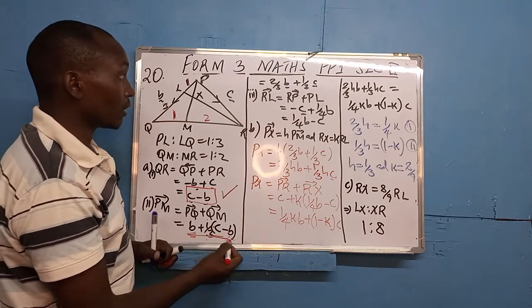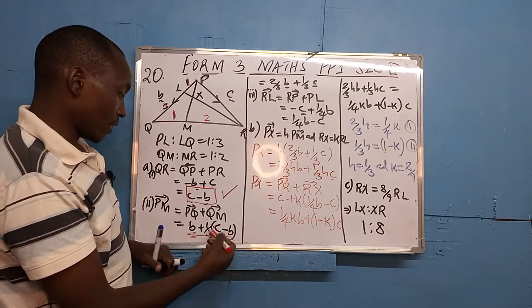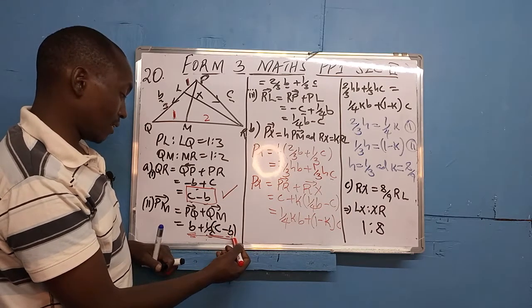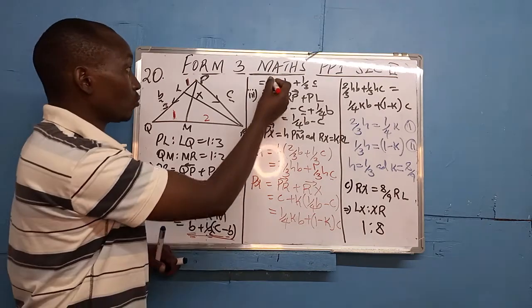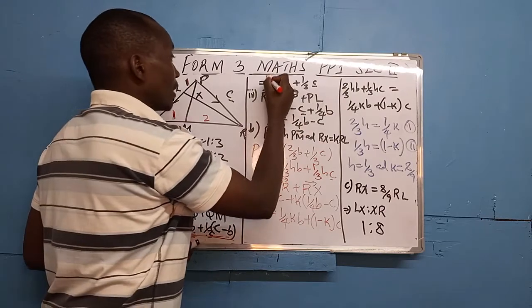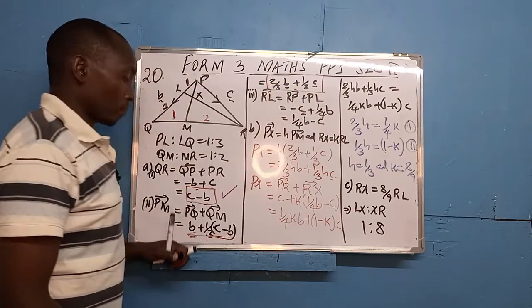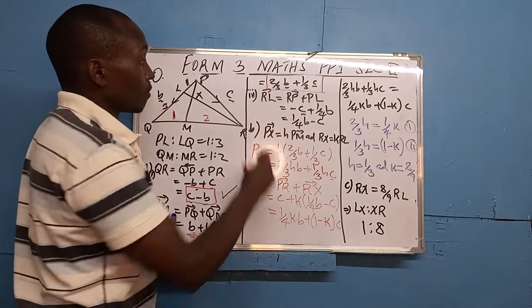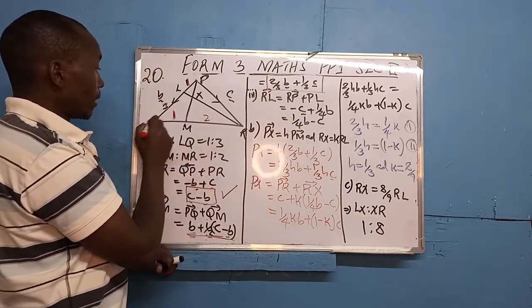If I work this out, remember I open the bracket with a third, so there will be minus a third B here, and there is B here. B minus a third will be 2/3 B plus a third of C. So this now gives you the answer for the second part, vector PM.